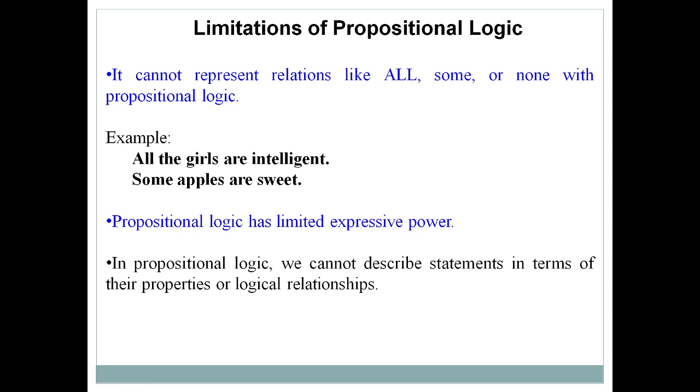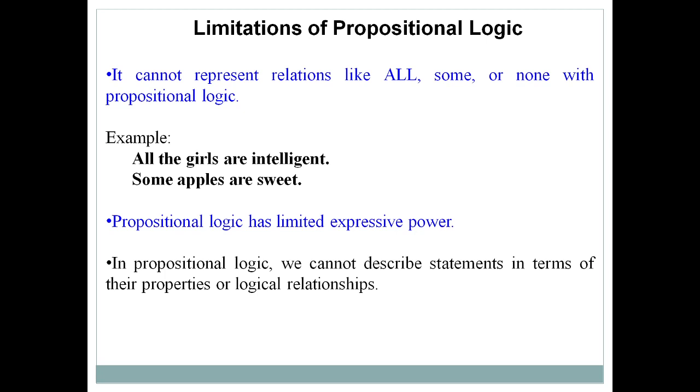We understand the benefits of propositional logic, that it is the simplest form of knowledge representation technique which makes use of variables and connectives to represent it, but it has certain drawbacks and limitations. It cannot represent relations like all, some, none. We have just discussed that it is used to represent only either true or false. That's why we say that it supports boolean. Boolean means either true or false, yes or no.